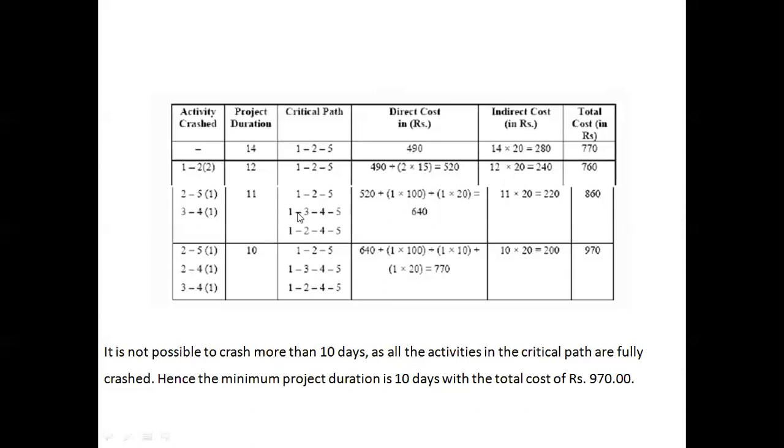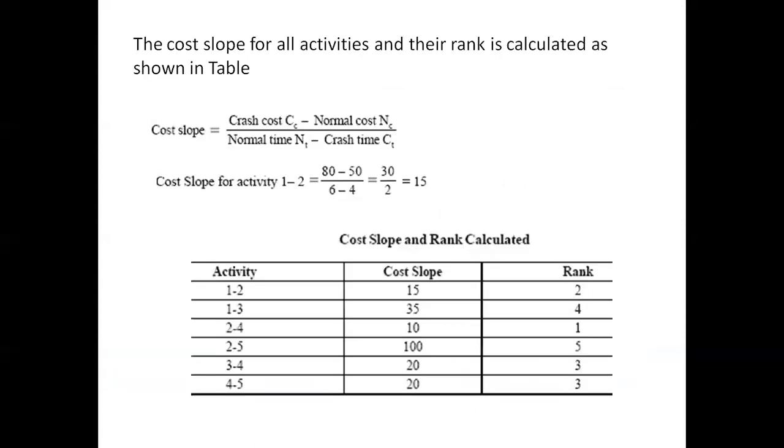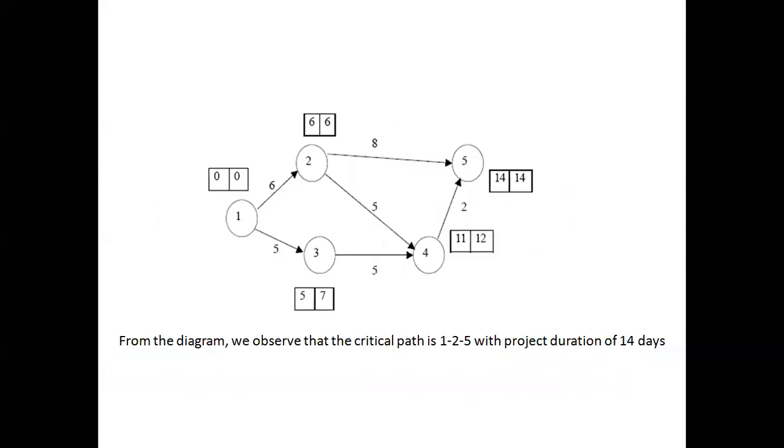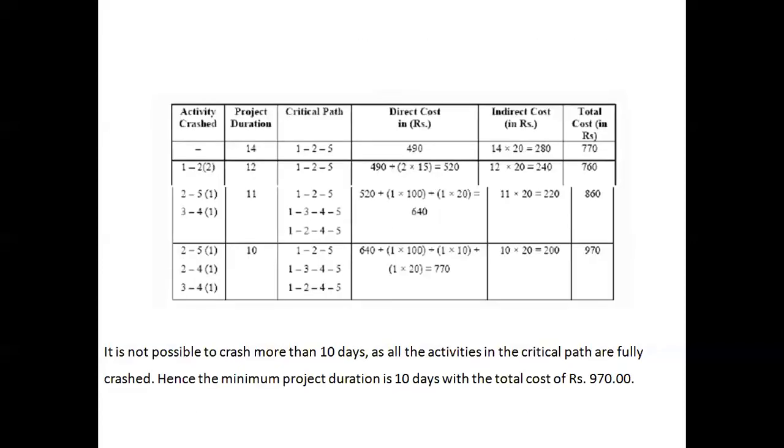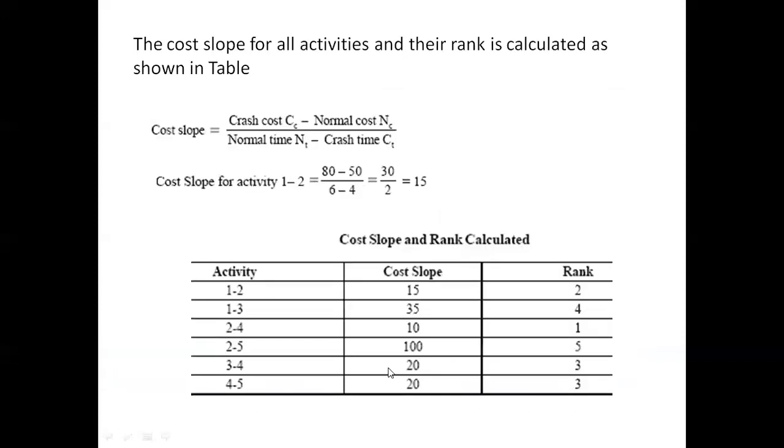Then we will crash 3 to 4 also, so that the project duration will become 11. Because 1 to 3, 3 to 4, 4 to 5 was 12. You just see here, 1 to 3, 3 to 4, 4 to 5. That is 5 plus 5 plus 2, which will make 12. So among 1 to 3, 3 to 4, 4 to 5, the cost of 3 to 4 is less. That is 20, having the rank number 3.